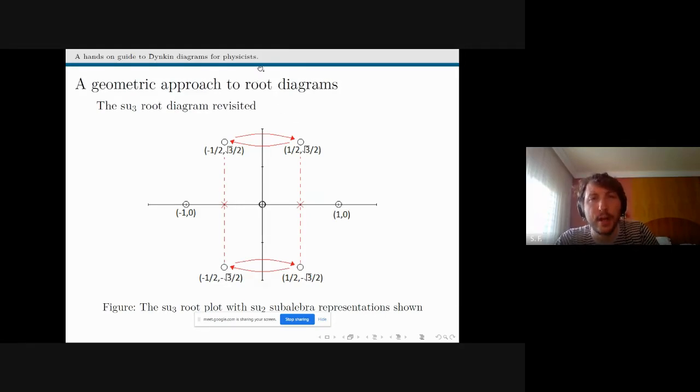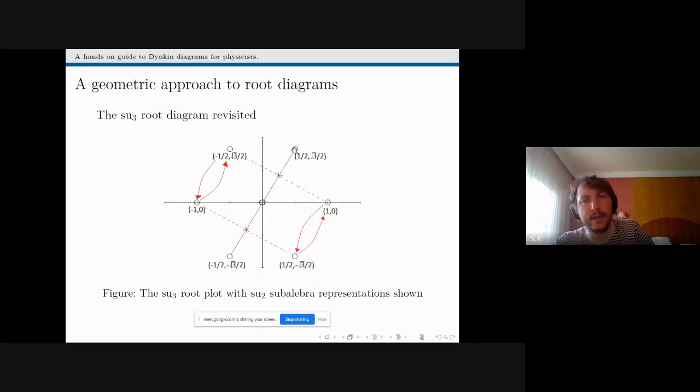And so you can imagine if you had a light shining from up here down onto the plot, then the shadows cast by these points here would sit directly above where you'd want to place their weights on a weight diagram for a 2-dimensional representation of SU2. So you might ask, is there anything special about this SU2 representation? And the answer is no, of course. In fact, if you connect any 3 roots that go through the origin in this fashion, they will also form an SU2 subalgebra.